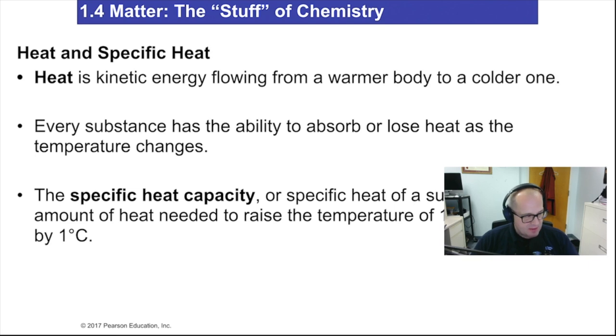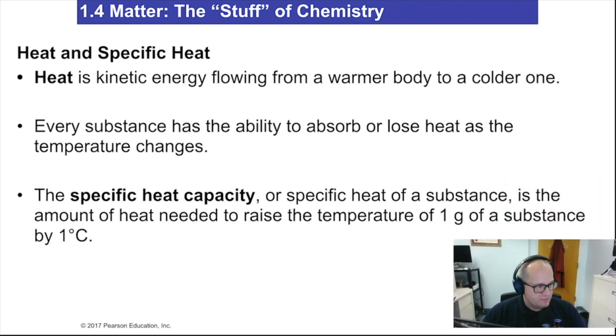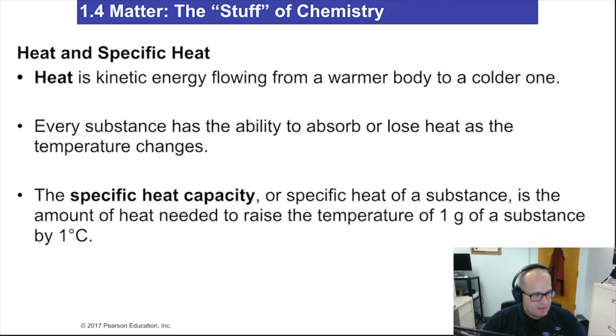Heat and specific heat. Now, heat is the kinetic energy flowing from a warmer body to a colder one. Okay? Heat is basically energy moving from hot to cold. That is heat. Pretty neat, huh? Now, every substance has the ability to absorb or lose heat as the temperature changes. Specific heat of a substance is the amount of heat needed to raise the temperature of 1 gram of a substance by 1 degree Celsius.